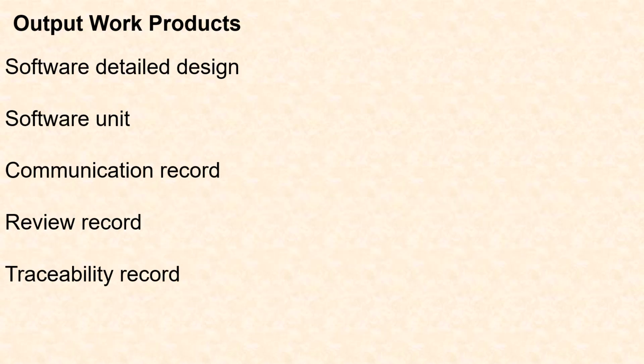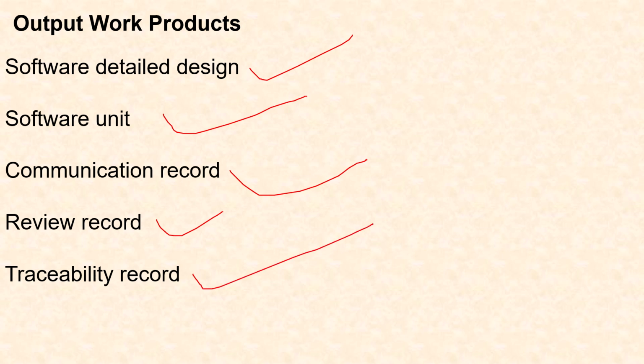Now what are the various work outputs? Of course the software detailed design. Next is the software unit, I mean the individual software component. Next is the communication record, review record, and of course the traceability record. Now this communication record, review record, traceability record are common outputs for all the SWE practices.